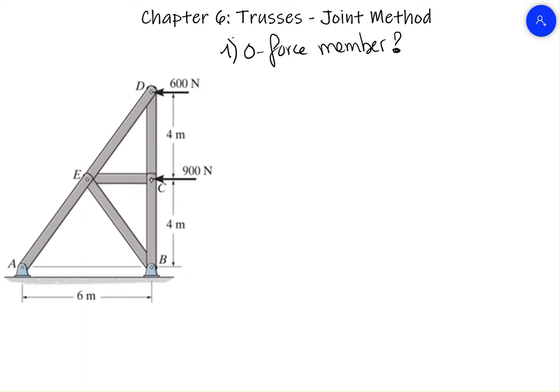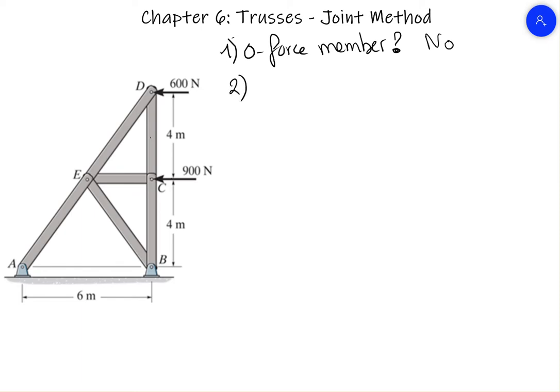At joint C, there are 3 members, and 2 are collinear, but we have an external load. When there's an external load, there's no zero force member. Same thing at D: there are 2 members, but we have an external load, so it's not a zero force member. So the answer is no zero force members. We would like that because it's easier, but we don't have any.